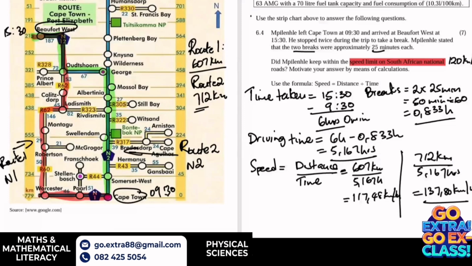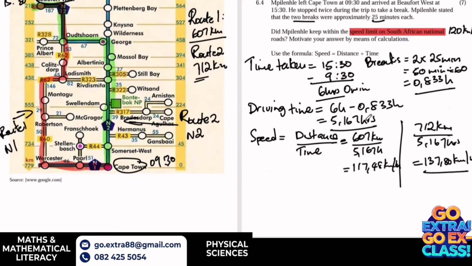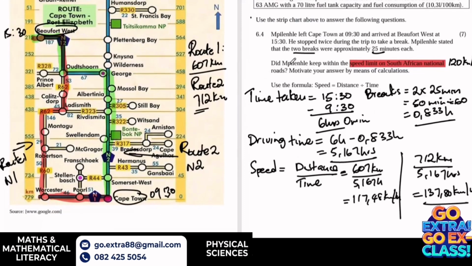Now the question now, have we answered the question? Now we have found just the speed of the car for route 1 and route number 2. So now, did we answer the question? The question says, did Pilantle keep within the speed limit on South African national roads? Motivate your answer with calculations.